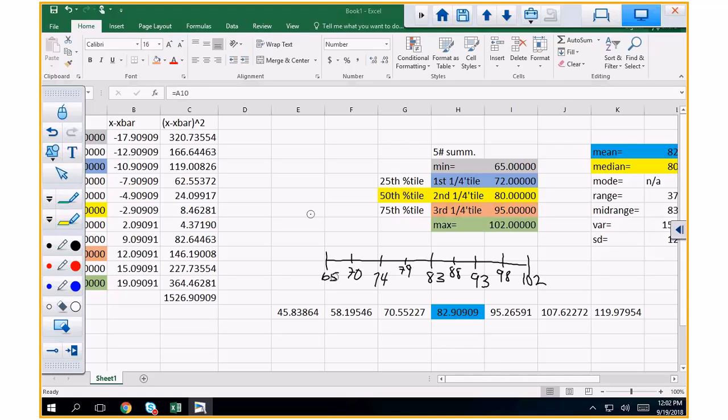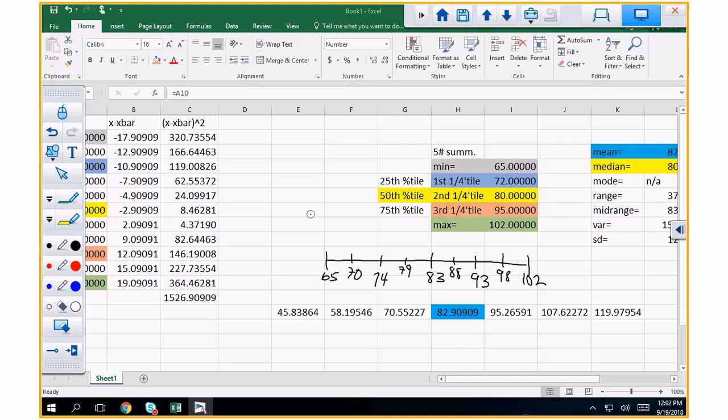I'd change this. It'd be 67. This would be 73. This would be 77. This would be what? 81. This would be 85. This would be whatever, 95, and so on. Just keep taking half of half of half. Eventually you'll have so many marks you won't even be able to read it. So you decide when you need to stop.